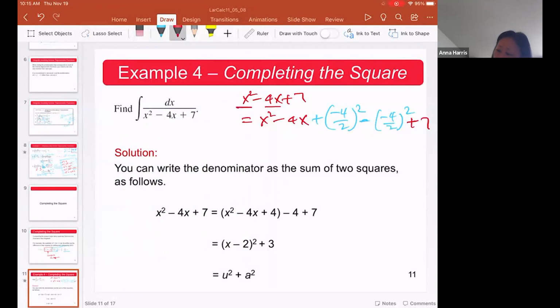Okay, so this one is right here. And this is a term that I add and subtract, just like if I add 2 minus 2, which gives you a 0. So I'm not changing the problem.